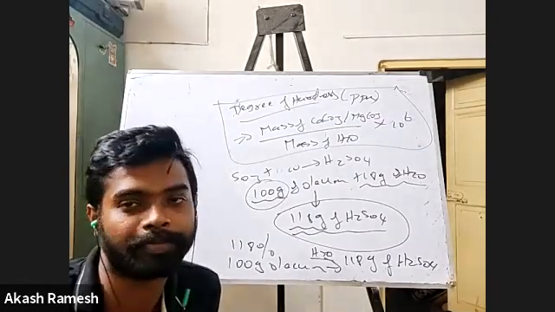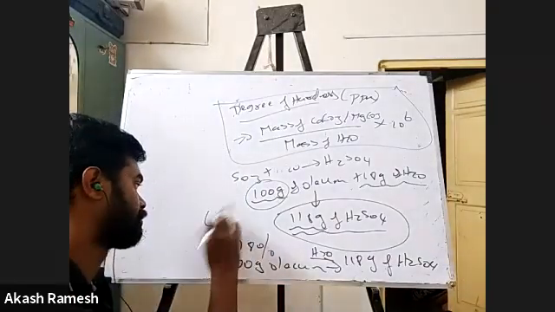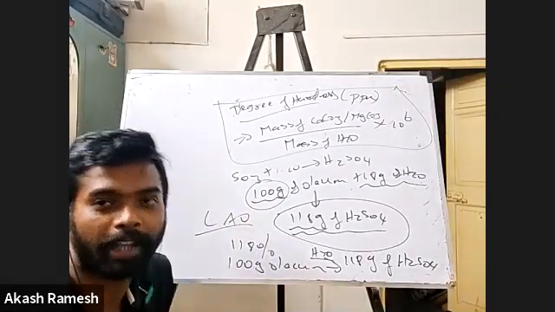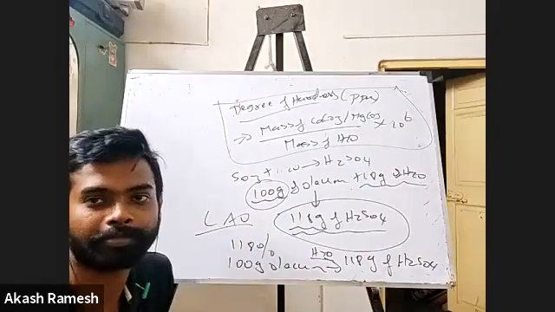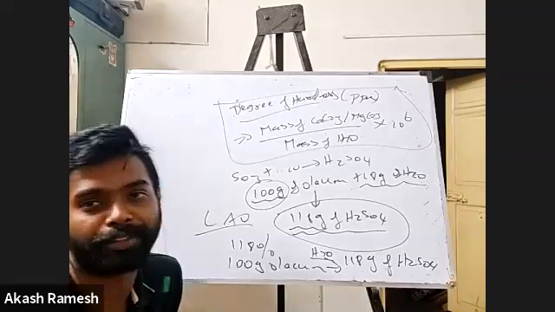Oh, so oxidation means anode, sir. Correct. Just remember this code: LAO, left anode oxidation. So the more electropositive element will undergo oxidation, and that should be on the anode side, which is the left hand side.